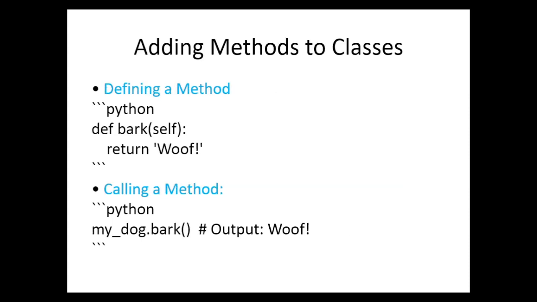Now how to add a method to the class? To define a method in the class, use the def keyword just as we define a normal function in Python. Just use the def keyword, then the name of the method. Like in this example, def bark is the name of the method, and we have to pass a self parameter, then a return value. Now how to call this method? Just like attributes, methods are also called by using the object name dot the name of the method that we want to call.